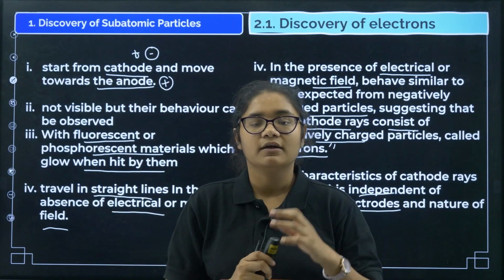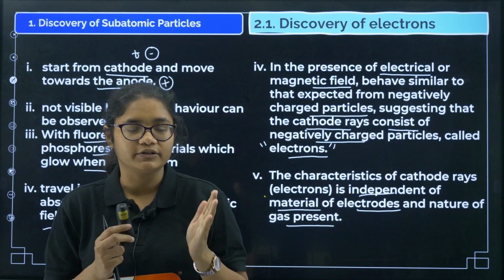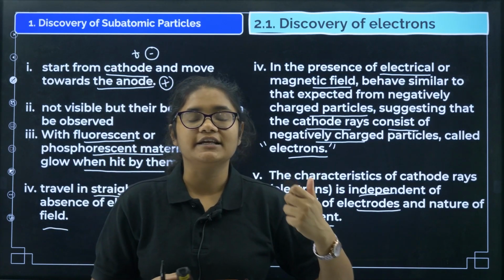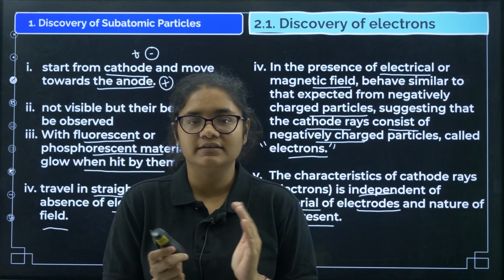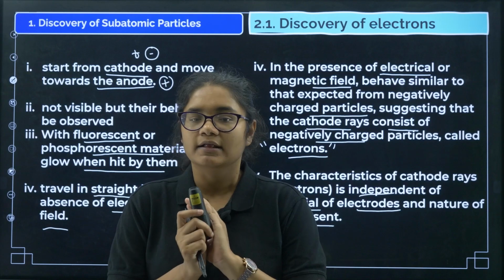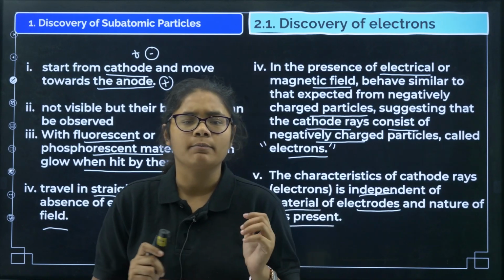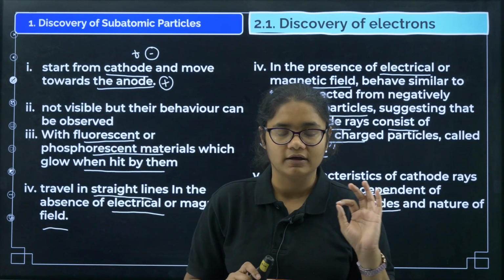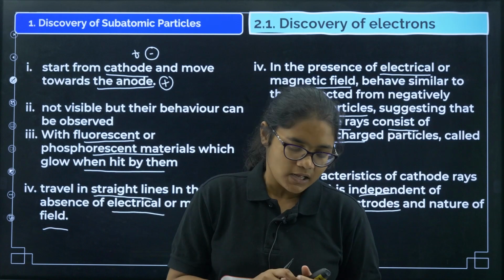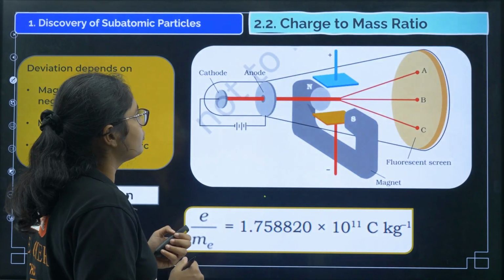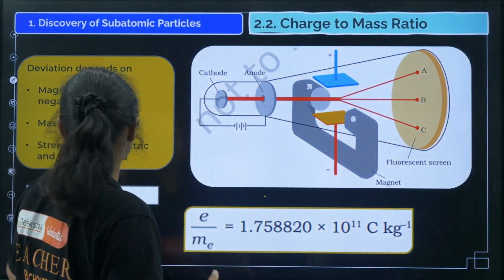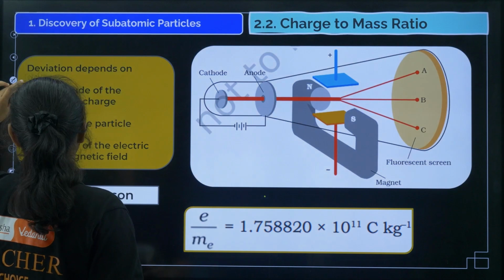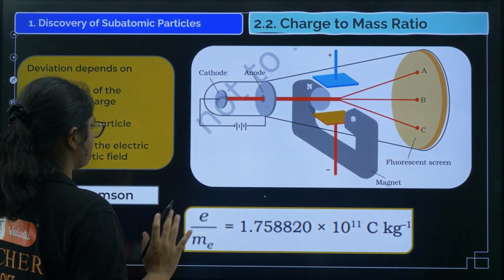And the fifth one, even if you change the material of the cathode and anode, or you change the gas present in the discharge tube, the nature and properties of the cathode rays were not affected at all. Okay, so now coming to this deflection which we are talking about. Let us talk about the deflection.